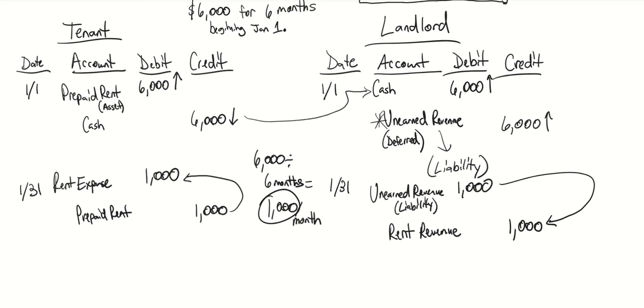So that's exactly how it works. Looking at this second entry here on January 31st, for the tenant, we see that an expense of $1,000 was recognized. That debit increased the balance in that account. On the landlord side, we see revenue was credited for $1,000. That's increasing the balance in that account, and that's because the landlord earned that revenue because the tenant used the facility for that month. So this is an example of unearned revenue.